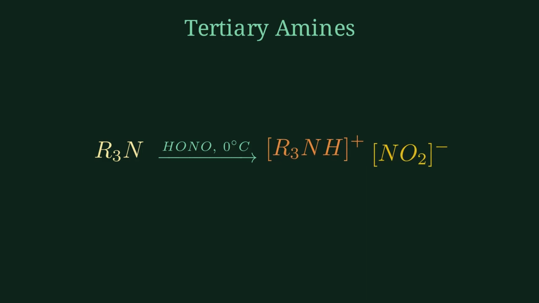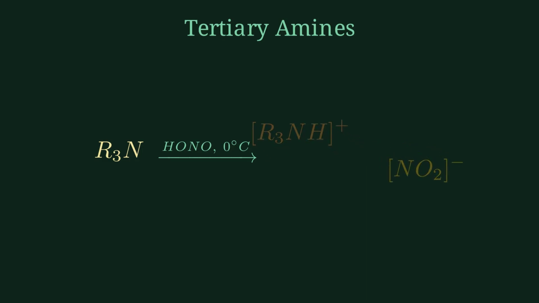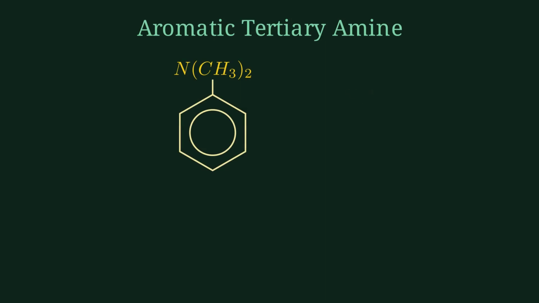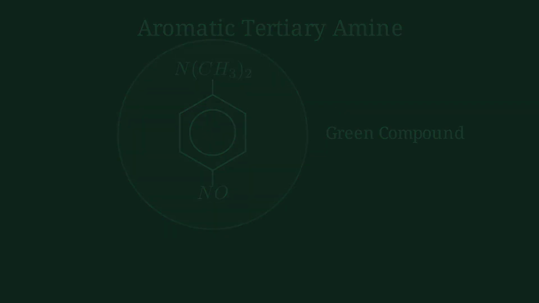And the tertiary amines? Their reaction is even more subtle. At cold temperatures, they usually just form soluble nitrite salts. They dissolve, but nothing much else happens. If it's an aromatic tertiary amine, the nitrosonium ion might attack the benzene ring itself, typically at the para position, creating a green-colored compound. Let's pause for a second and address a common point of confusion.